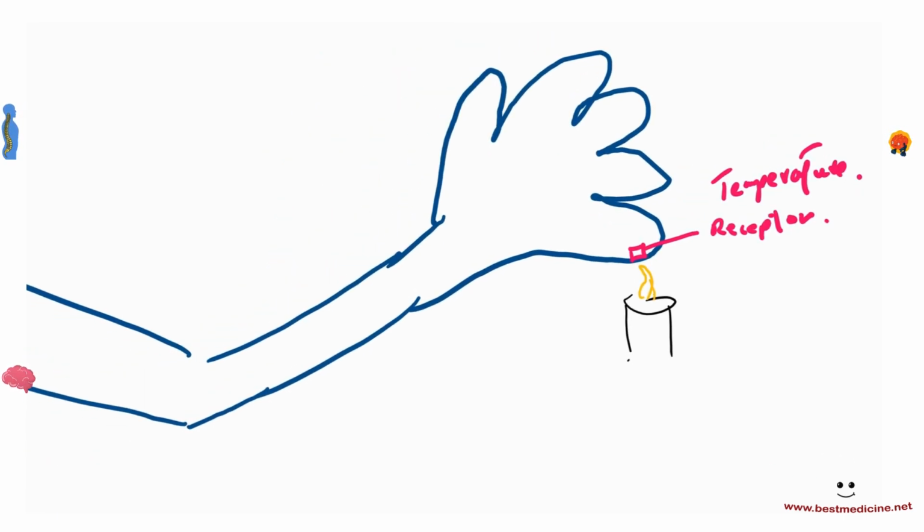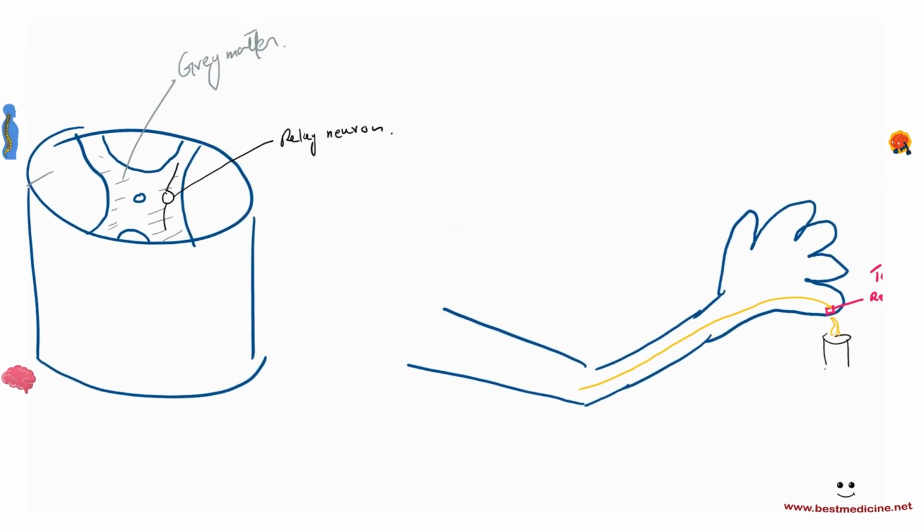Now, receptors are connected to sensory neurons. So it's going to generate the electrical impulse, which is going to be carried by a sensory neuron all the way to the spinal cord. Here's a general statement: the sensory neuron's cell body is present outside the CNS. And it's going to take it to the CNS, the spinal cord.